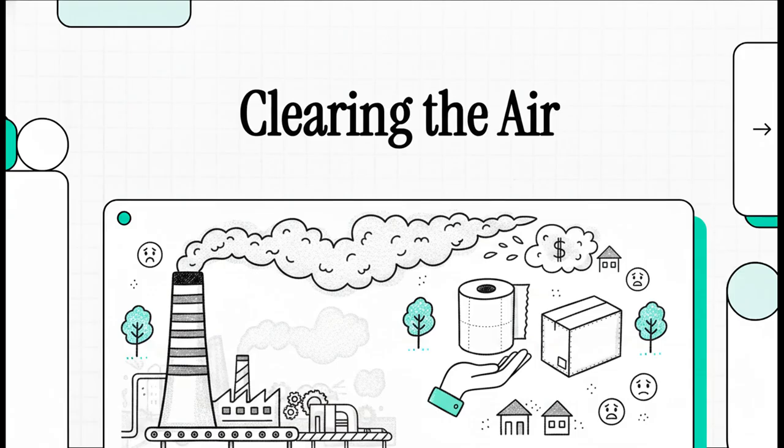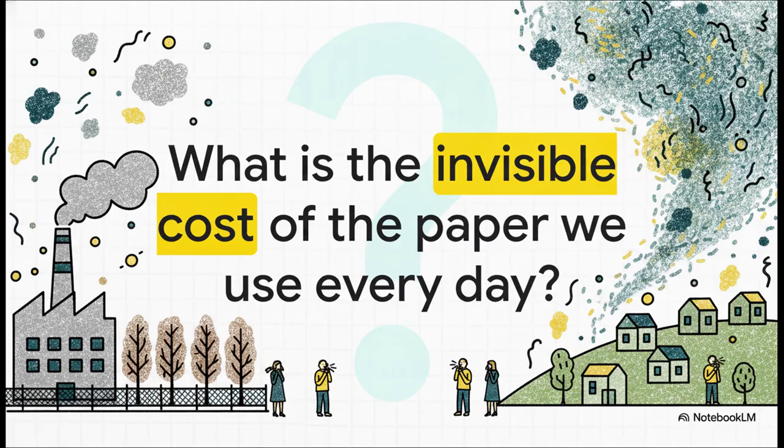Behind your everyday paper is a process of staggering scale. And with that scale comes a series of hidden, localized impacts that we rarely think about, but they have massive implications for businesses, for communities, and for investors alike. So I want to kick things off by asking you to think about this question. What is the invisible cost of the paper we use every day?